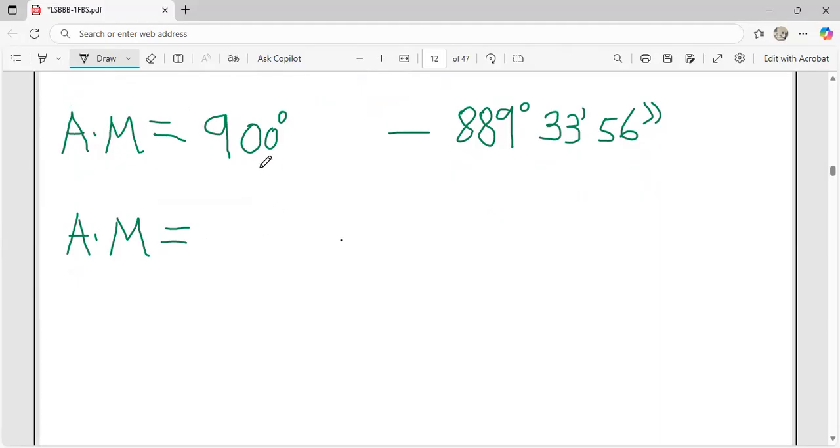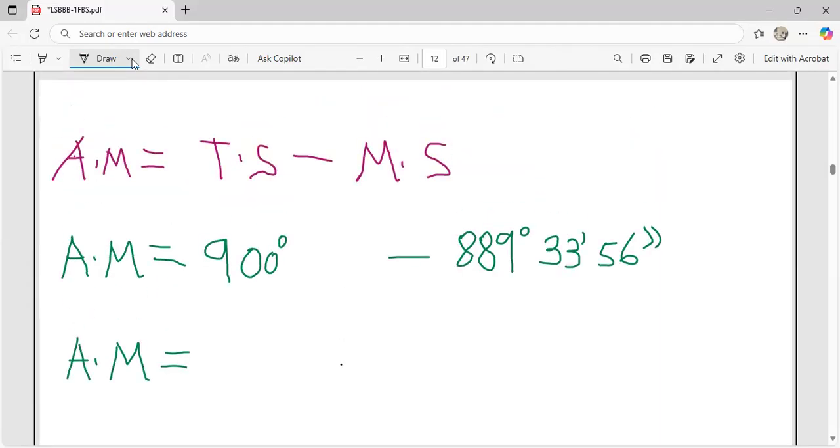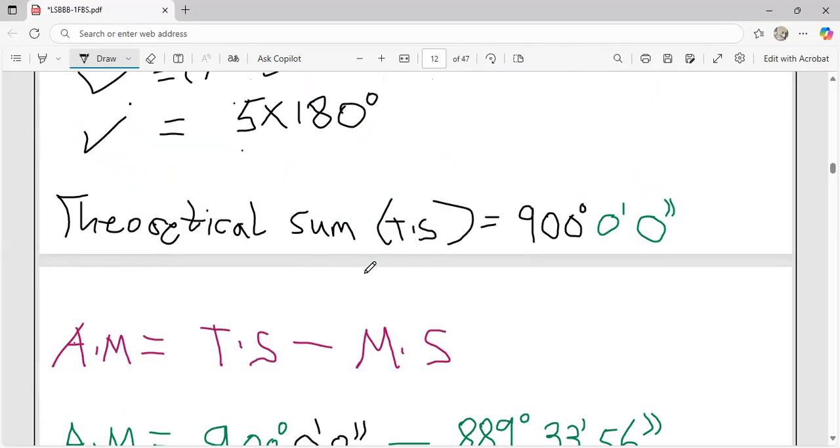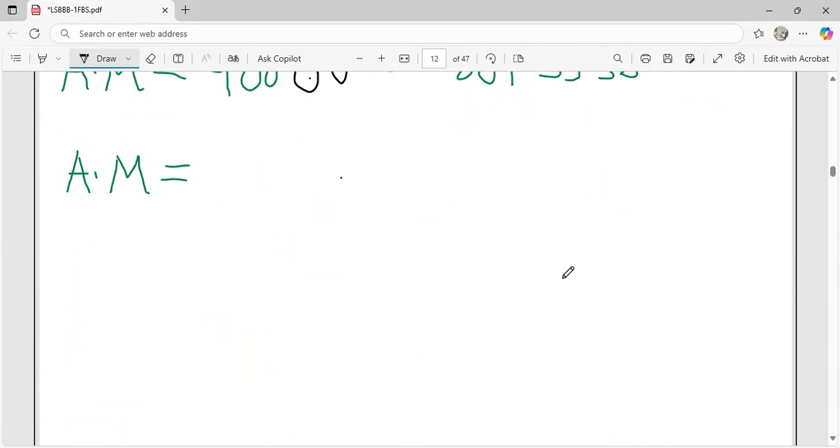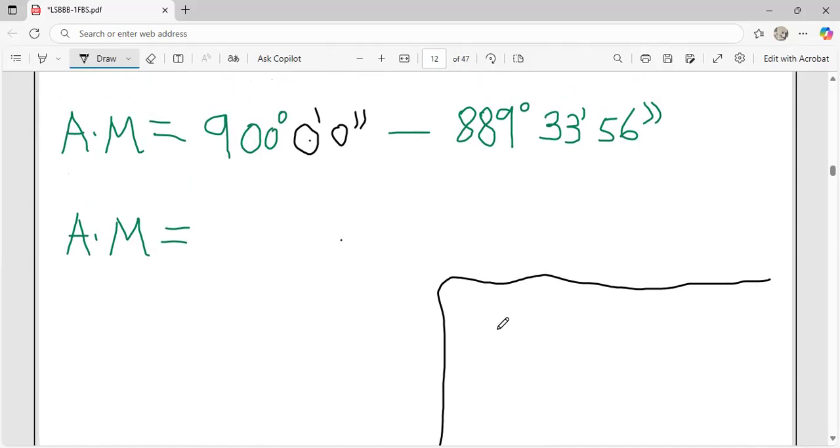Let's all try this together. Better still, I can also choose to put this over here to show you something. This that you are seeing over here is the same as this. It's just like 900 degrees.